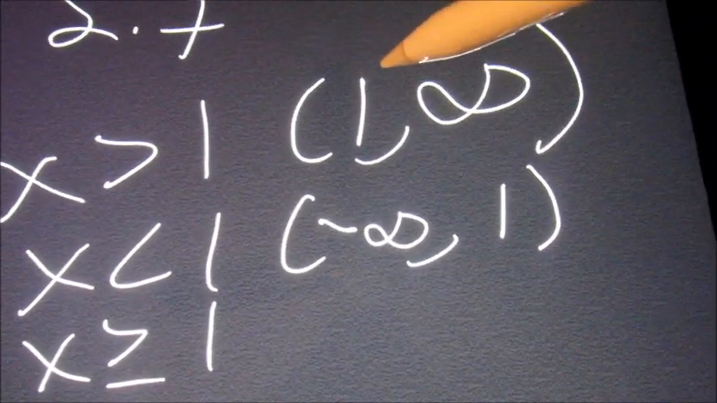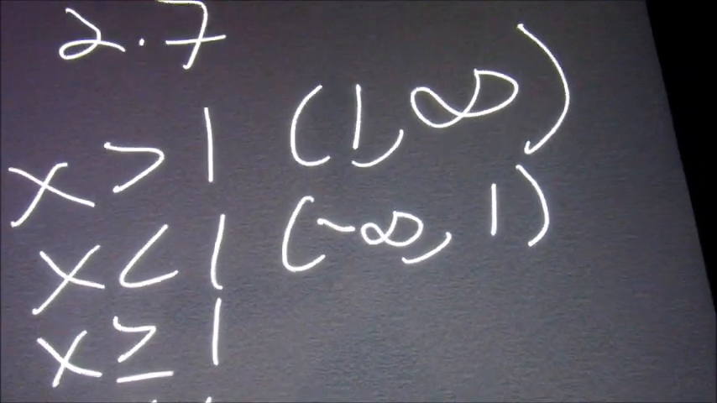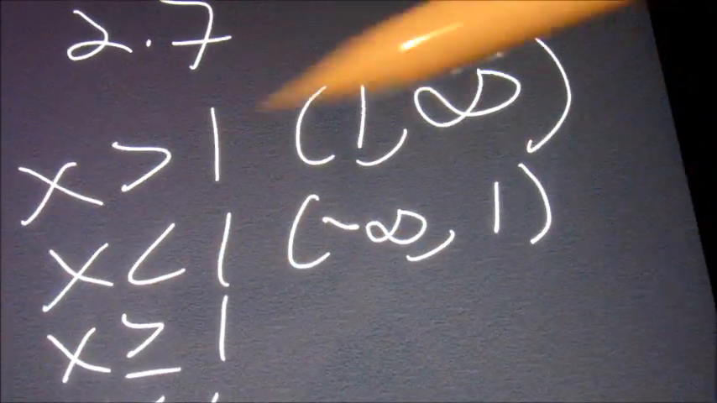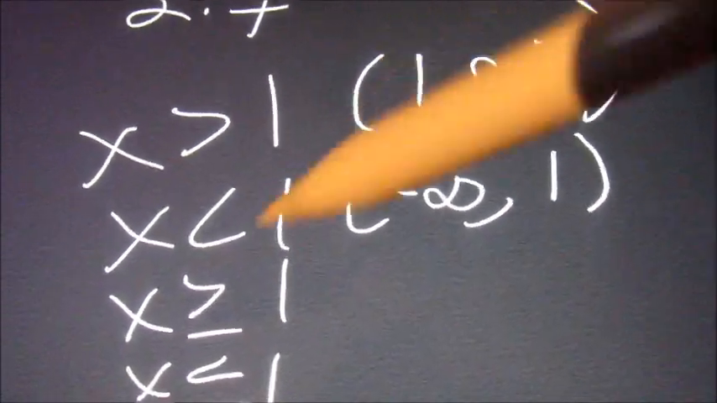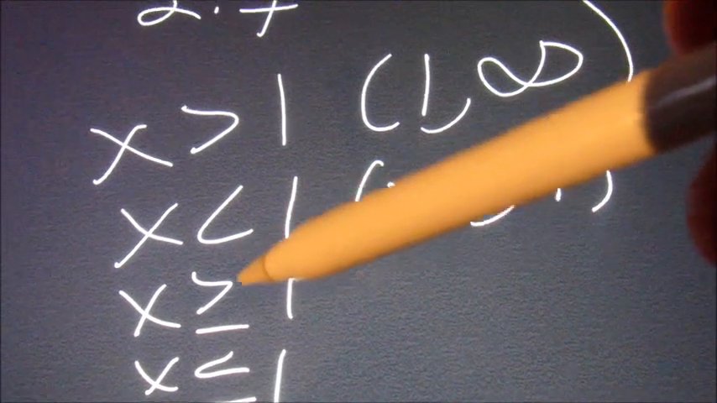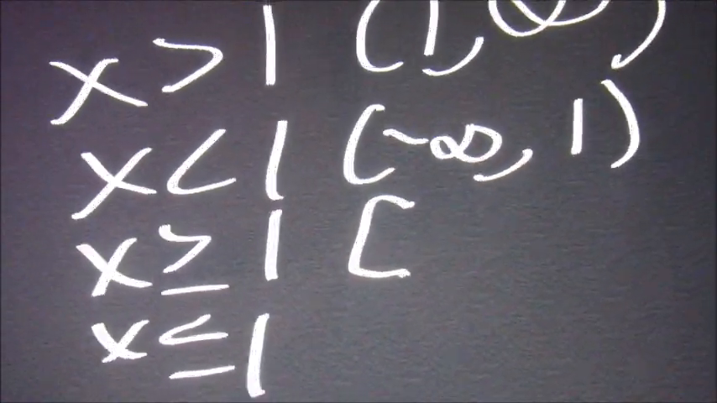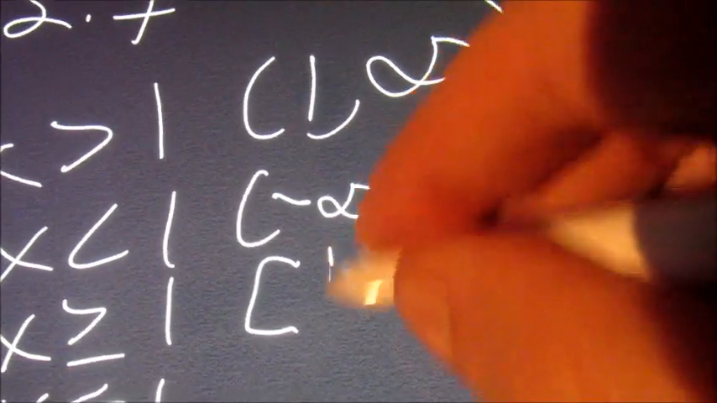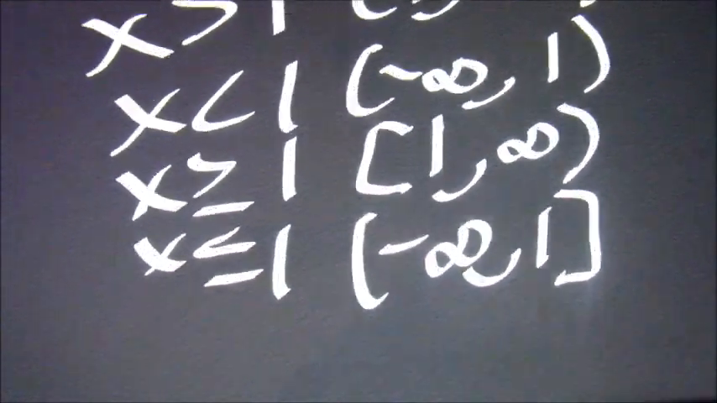So here, it's 1.0000001 up to infinity, and this is from negative infinity all the way to 0.9999999, going on forever. Now, if it's including that, then you need to put a bracket, because that means it includes the 1. And then again, infinity always has the parenthesis. And then here, it's negative infinity to 1 with a bracket.